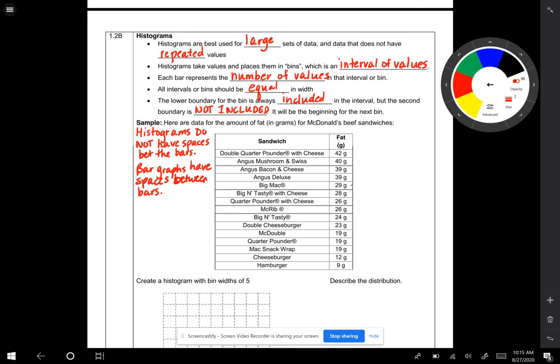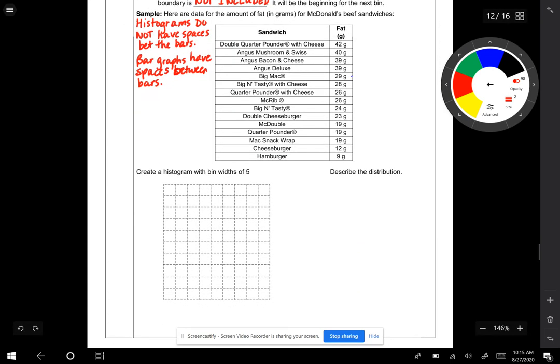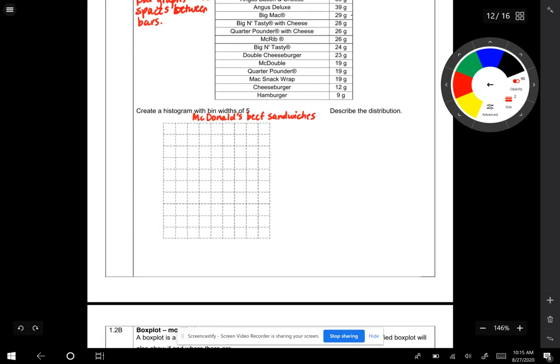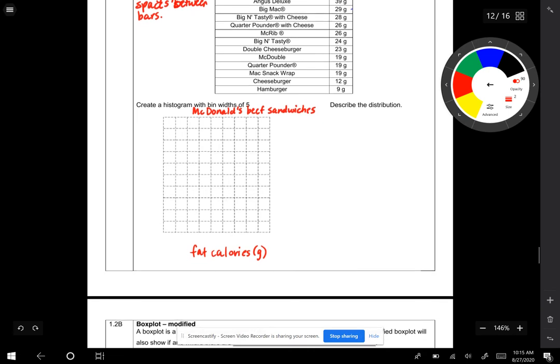So we are asked to create a histogram with bin widths of 5, and then we're asked to describe the distribution. So the first thing we should do is label our graph. McDonald's beef sandwiches. Our horizontal axis will be fat grams, and our vertical axis will be our frequency.